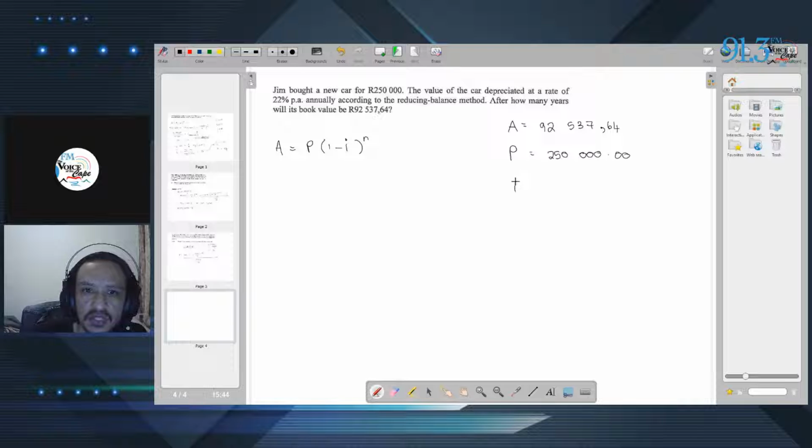i is our interest rate, and it's just going to be 22 over 100. It's annually, so we don't have to worry about dividing by anything, although it is being divided by 1, that's going to give us a value of 0.22. Okay, n is the number of years. This is the value that we need to find.